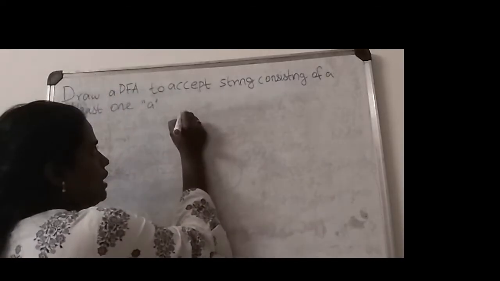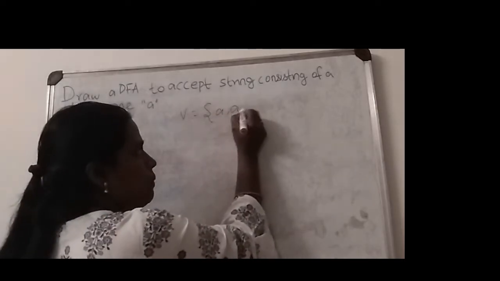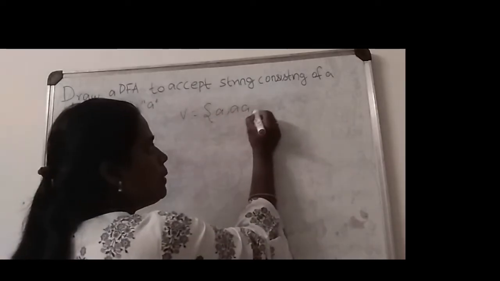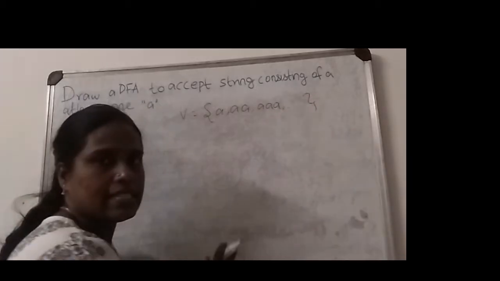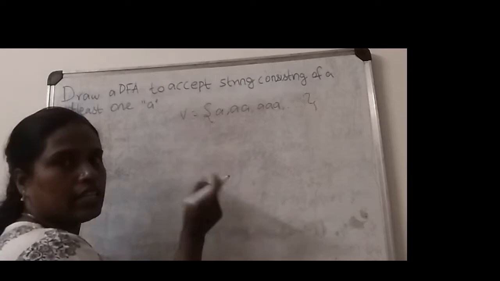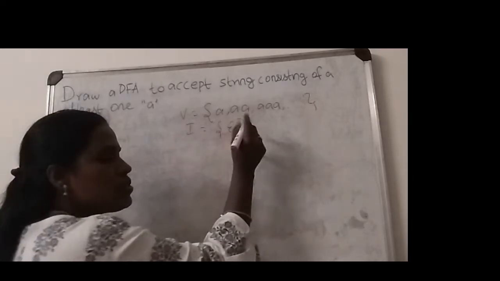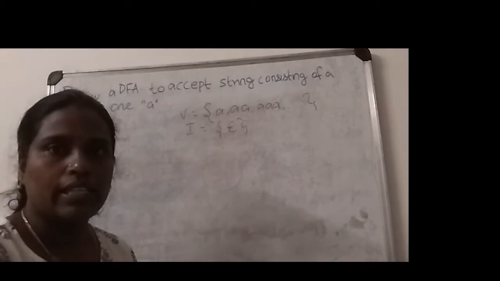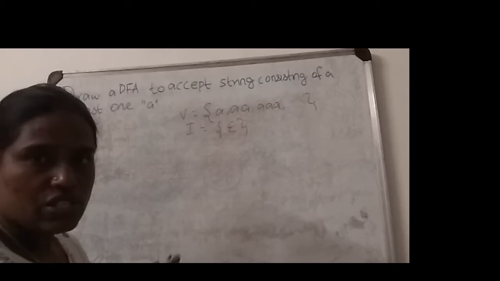So we can write the valid strings: A, AA, AAA, and so on, because any number of A's is allowed. These are valid strings, and the invalid string is epsilon, because the string should contain a minimum of one A. Now we need to draw the DFA diagram, that is, the transition diagram.